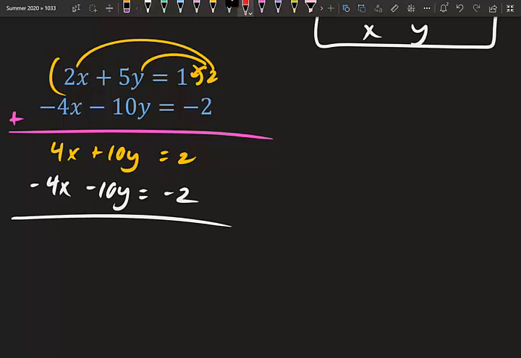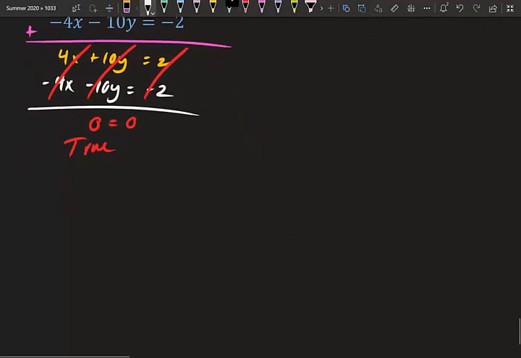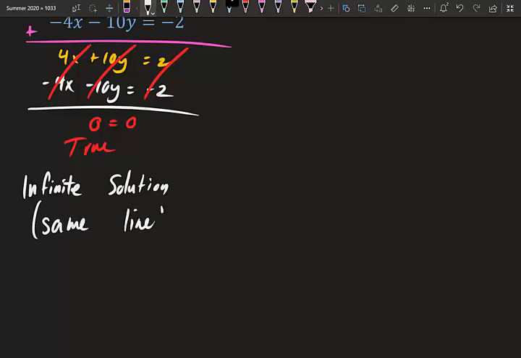So 4x and negative 4x cancel. Positive 10y and negative 10y cancel. 2 and negative 2 cancel. That means we have 0 equals 0. Now that's a true statement. 0 does equal 0. That means this is an infinite solution, meaning it's the same line. So if you graphed it, they just graph on top of each other. So it's infinite solutions, or we can say negative infinity to positive infinity, or you can say all real numbers.